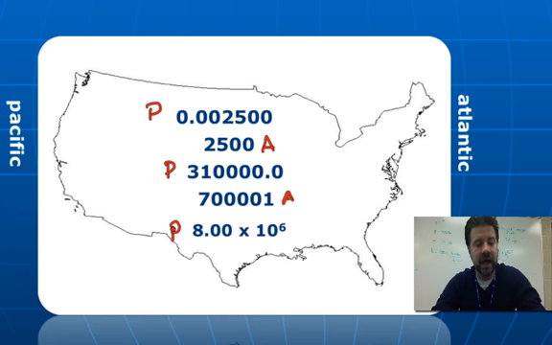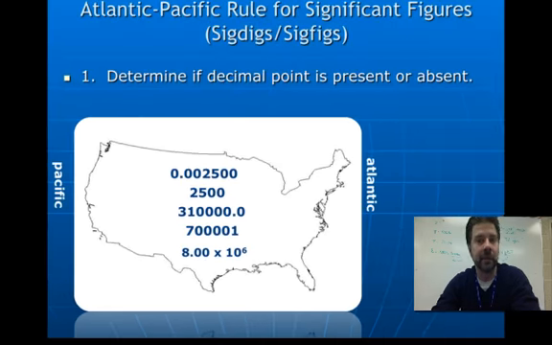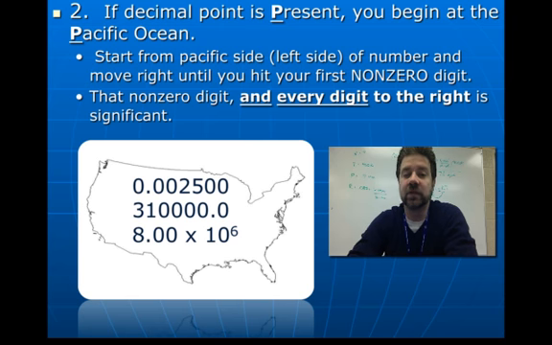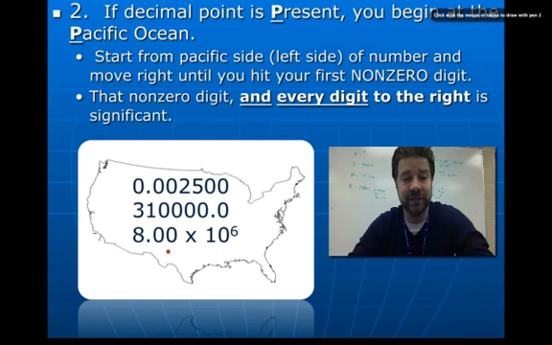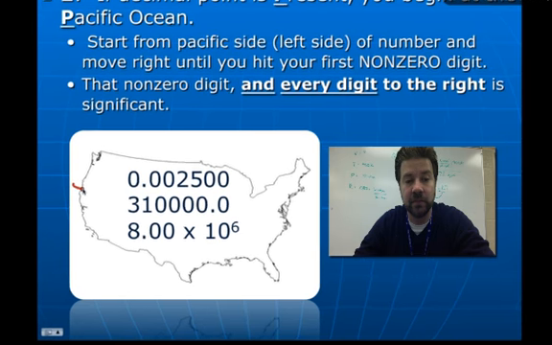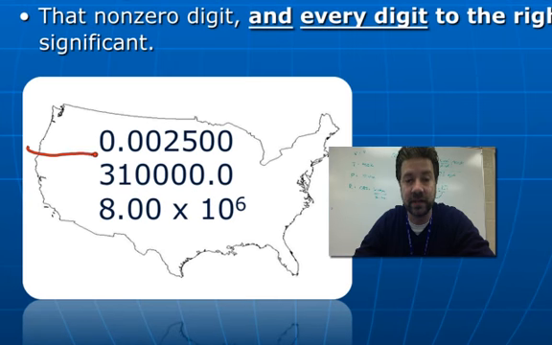So let's take a look at our second step. I'm pretty sure we can all handle determining whether a decimal point is present or absent in a number. So here we go. If the decimal point is present, notice I underlined the P, you begin at the Pacific Ocean. Start at the Pacific side, the left side of the number, and move right until you hit your first non-zero digit. So what they're saying to do is visually, with your eyes, start at the Pacific Ocean and move to the right until you hit your first non-zero digit.